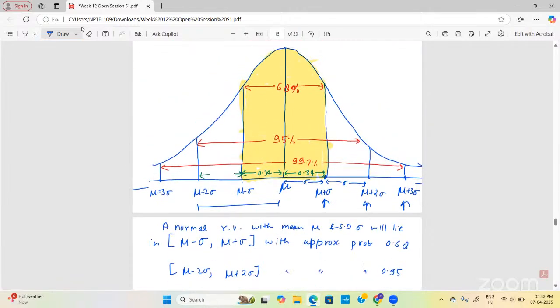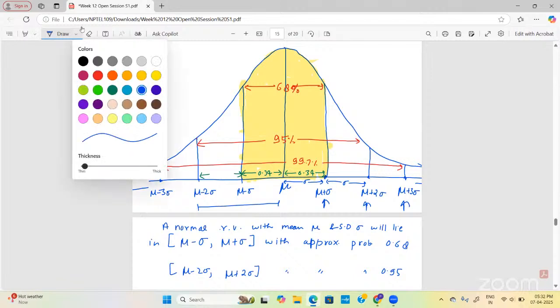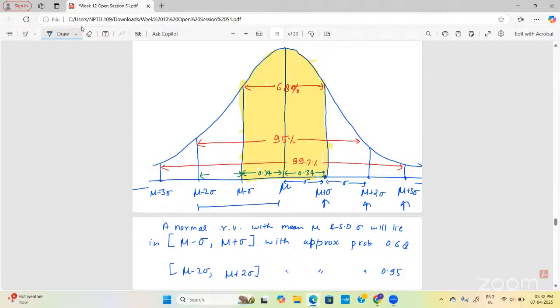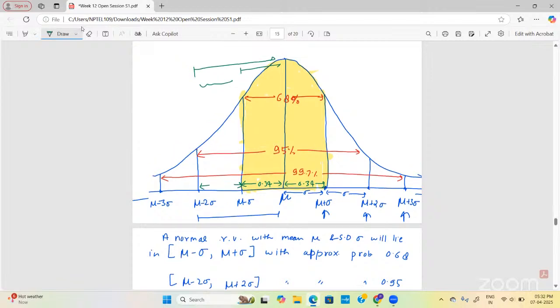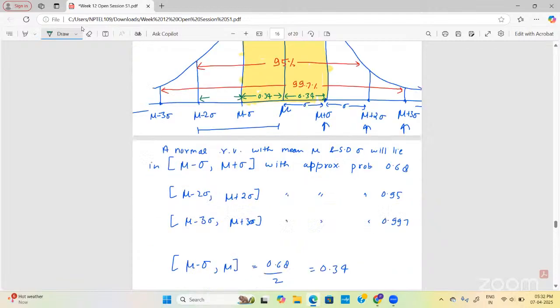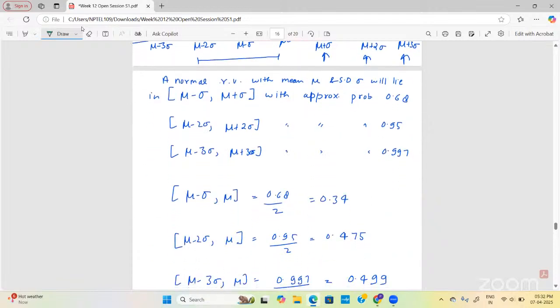Now, if you have to find this region only, how can we find it? We can take this entire region and subtract this, then we will be left with this region only. Now you can see this entire region is mu minus 2 sigma to mu, which is 0.475.